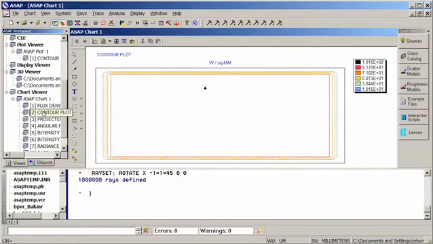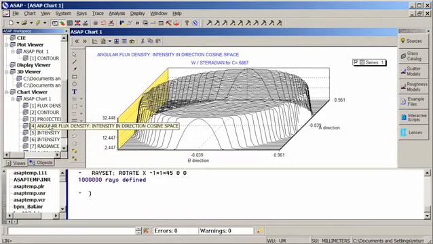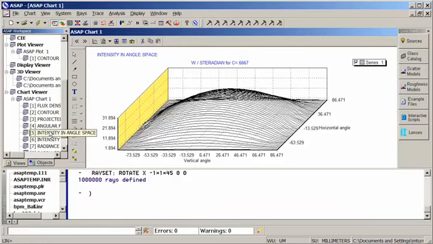And here's a contour plot of the same data. If we look at the projected flux density, again, the same information. And here's our angular flux density in direction cosine space. We can also look at all of our data in angle space as well. So whether you need direction cosines or angle space, it's a simple calculation within ASAP.